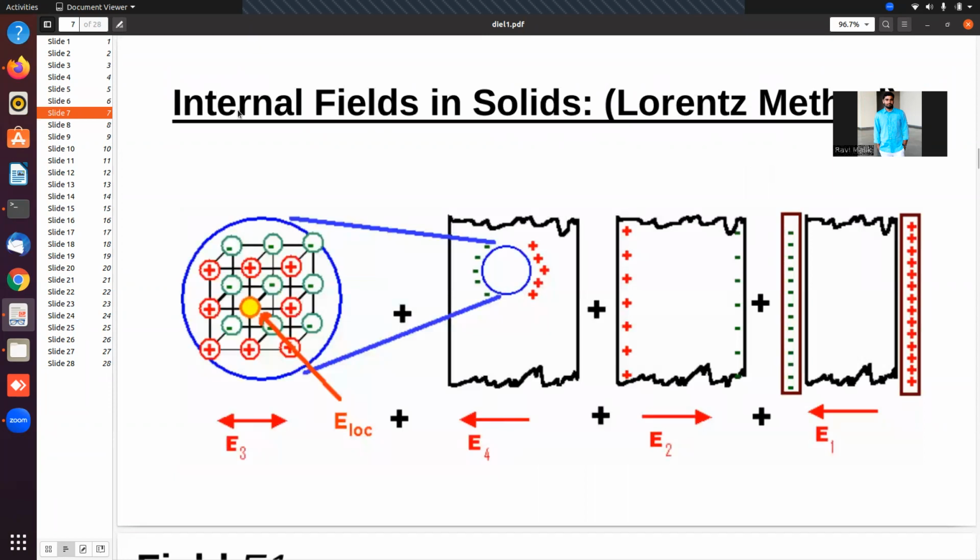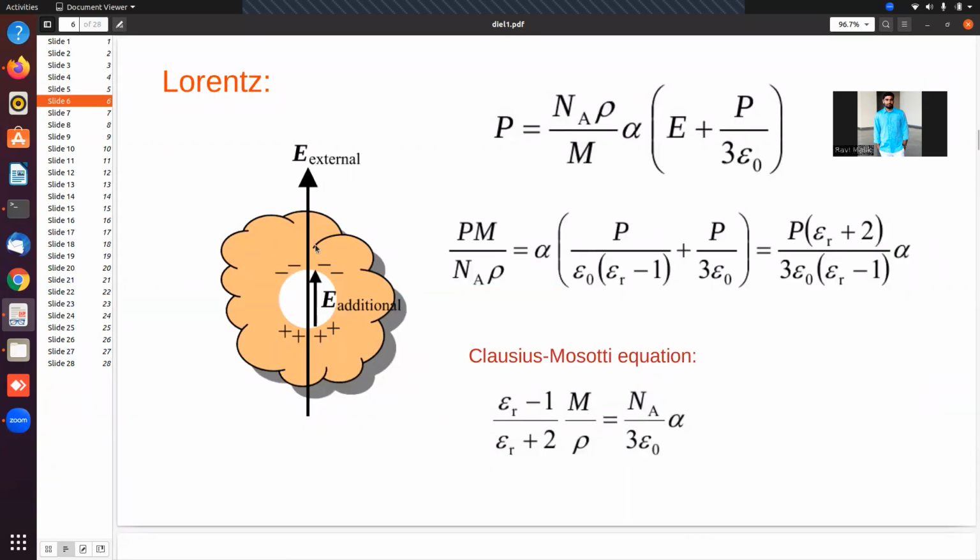Banshi, when you call this additional electric field, or say induced electric field, or local electric field, these are synonyms, right? Those are synonyms. Additional or induced electric field, or local. Yes.